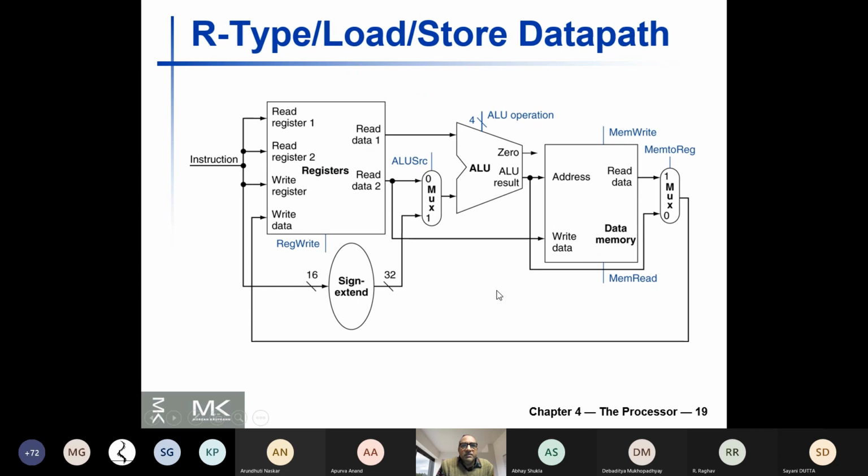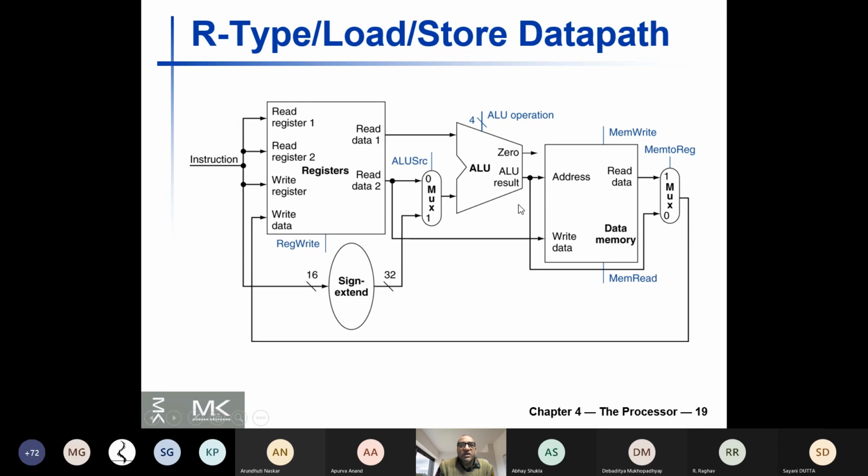Now if you look here, this is the first initial data path, which is common for all the instructions. The instruction memory, PC and so on were not shown here just because of space constraints. The remaining data path can be used for both R type and the memory reference instructions, load and store, because all these instructions use the register file, then the ALU, and then the data memory. And of course the instruction memory is also required to fetch the instruction.